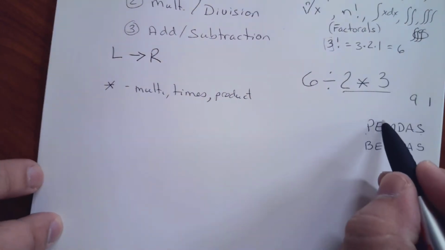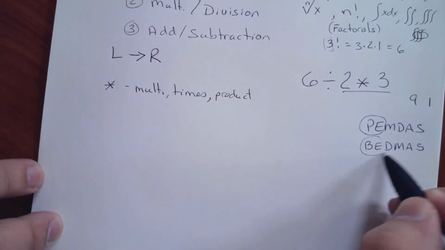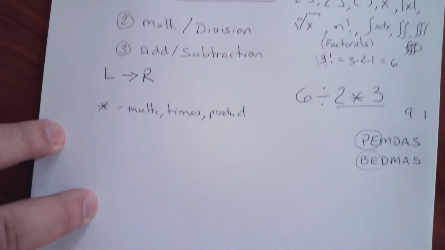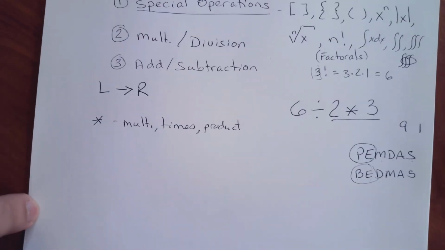But again, brackets, exponents, parentheses, exponents. I just showed you there are many more than just those two things. That's why I don't like this.